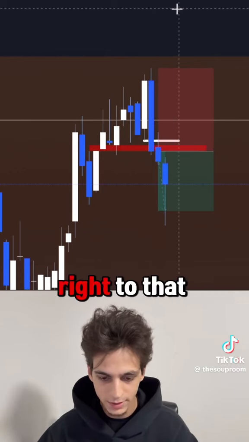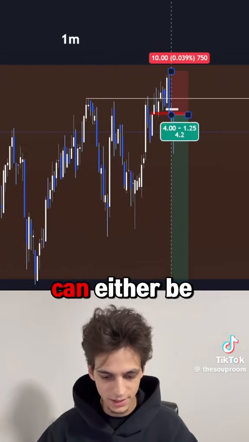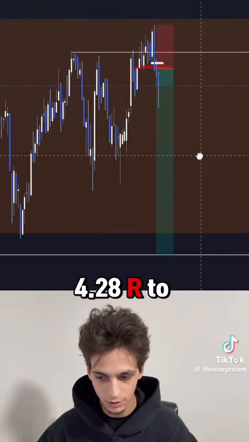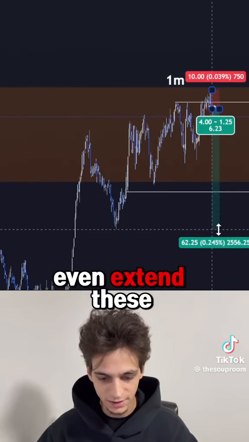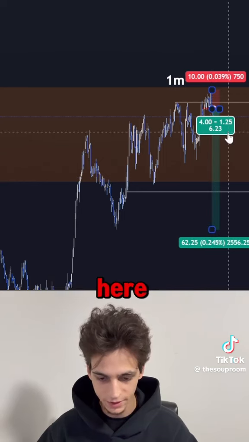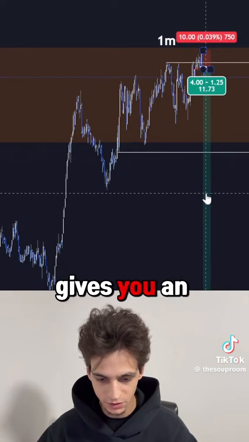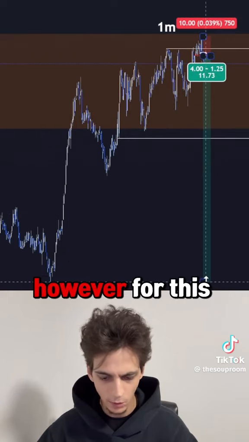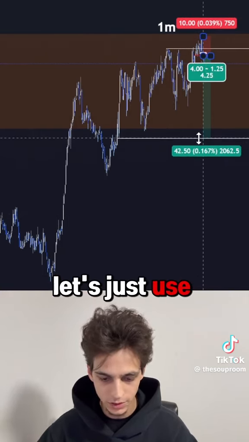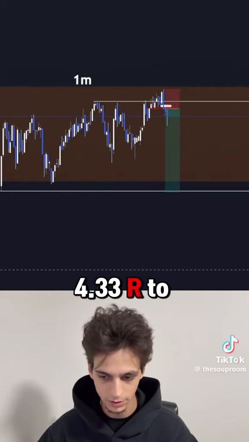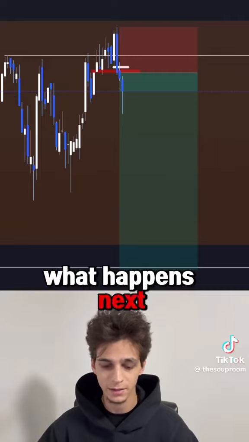Stop loss goes right to that swing high, and your take profits can either be the hourly low that we spoke about, giving you a 4.28 R to R trade, or you could even extend these further to this first low right here for a 6.23, or the next lows, which ultimately gives you an 11.73 R. However, for this example, let's just use the hourly range low as our final target, giving us a 4.33 R to R trade. Now, let's see what happens next.